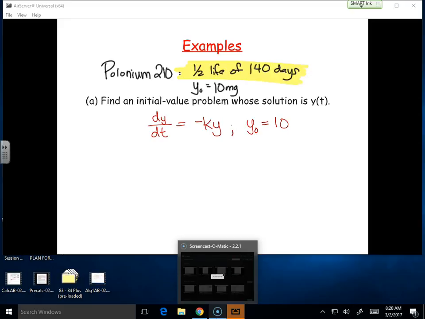So only half is remaining of the polonium-210. Okay, so the half-life is 140 days. That's the time it takes for it to cut in half. What does the little y sub 0 mean again? Initial amount. Good. 10 milligrams. An initial value problem. Why did I put a negative k y? It's decaying. Good. If it says half, it's decaying. It's cutting in half. If it says doubling, it's growing.